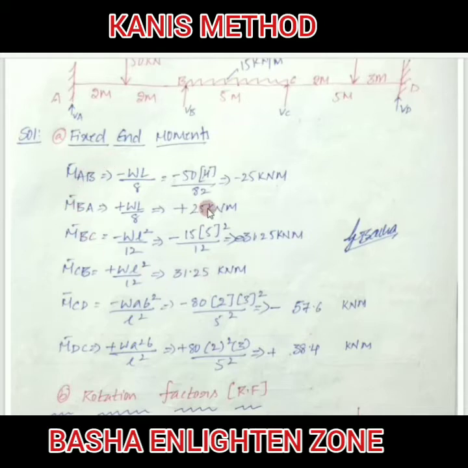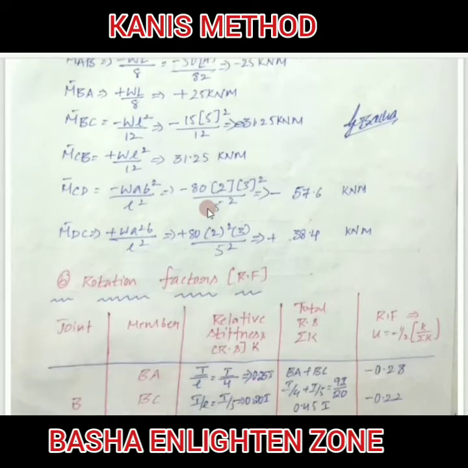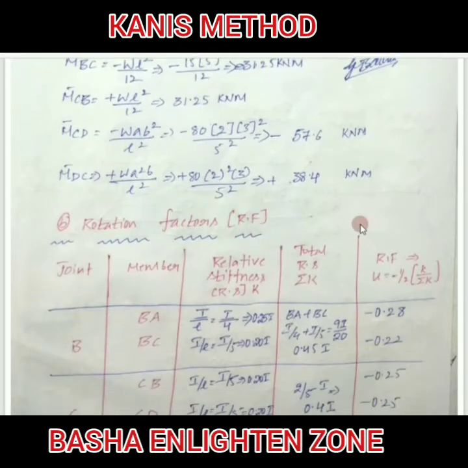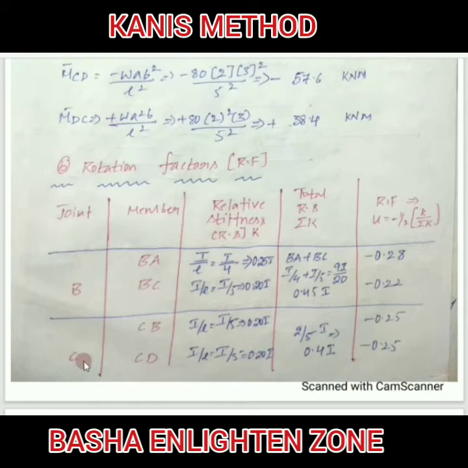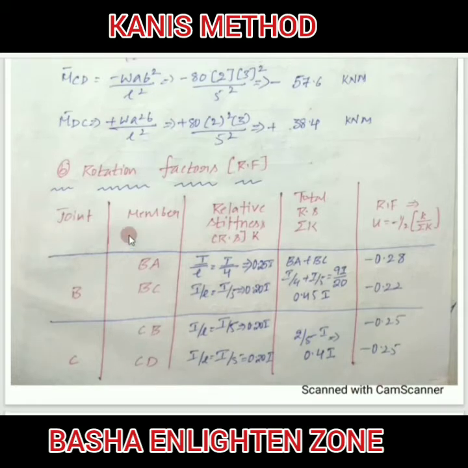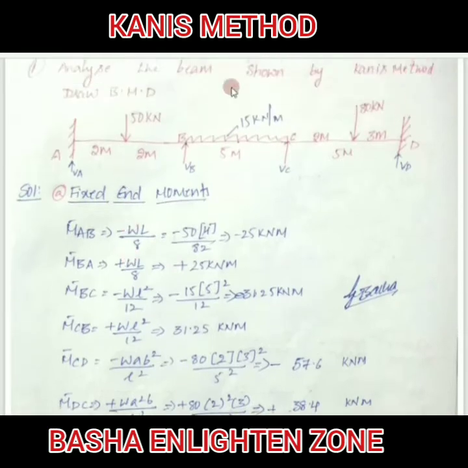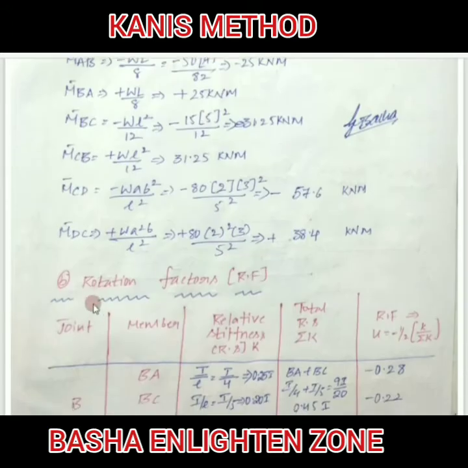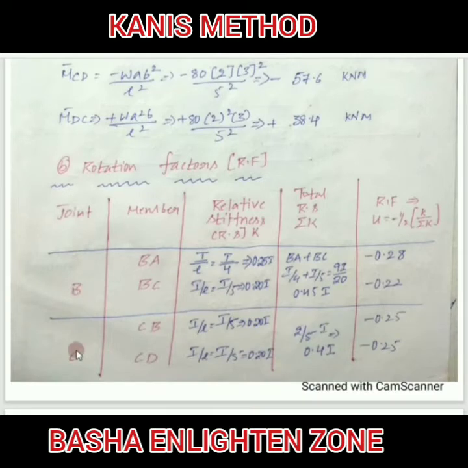Then go to the rotation factors. So already I told you the formula for the rotation factor. What is that formula? Mu equal to minus 1 by 2 K by sigma K. So before that, you will take this in a table format. First of all, you consider joint. So see here, in this entire problem, there will be two joints, that is joint B and joint C. There will be only two joints. That is the reason in the joint we are considering only B and C.